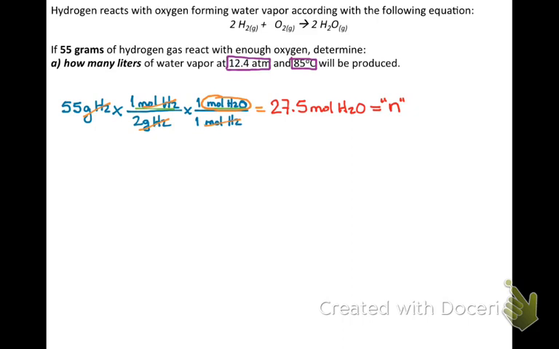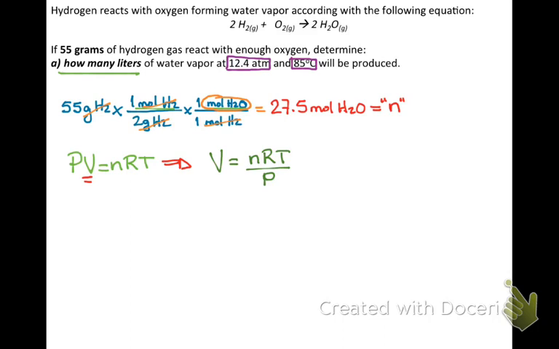So let's calculate now the volume in liters that you have of this substance of water. If we remember the formula, PV equals nRT, and what we need to calculate here is volume. So if we isolate volume, we will have volume equals nRT over P. Let's look at the data we have in the problem.